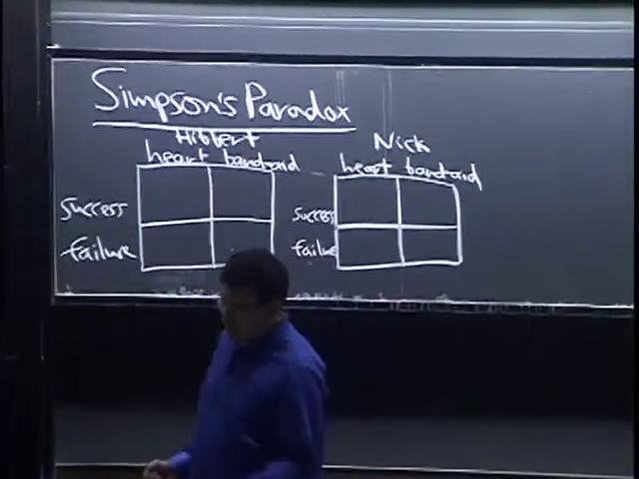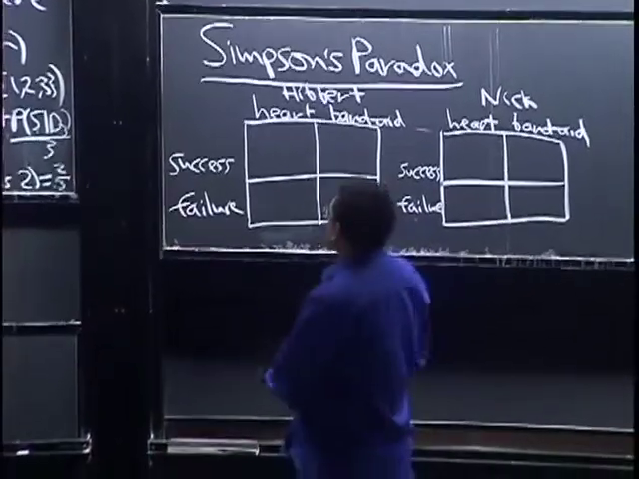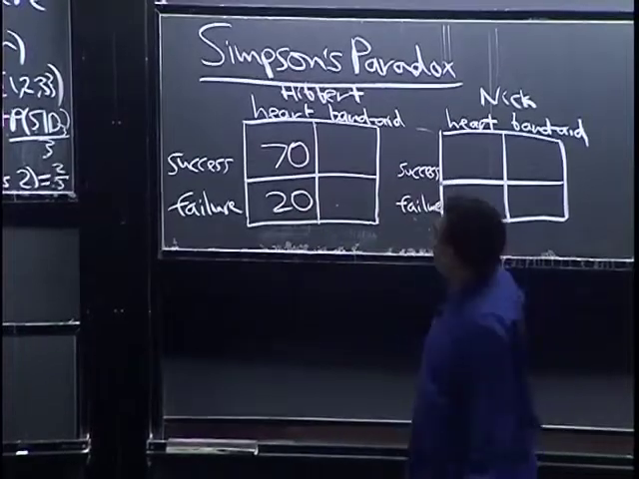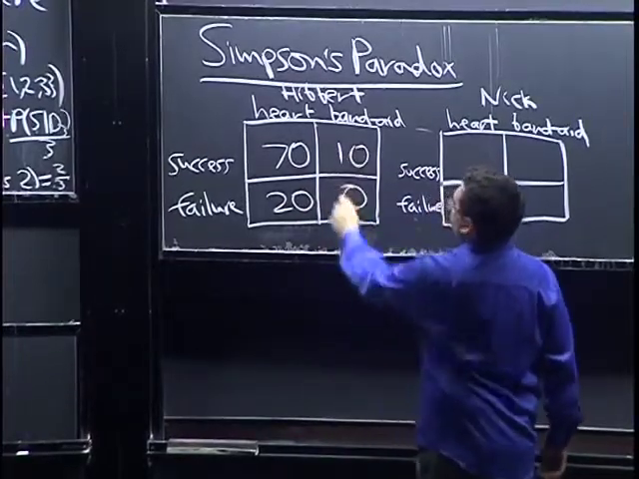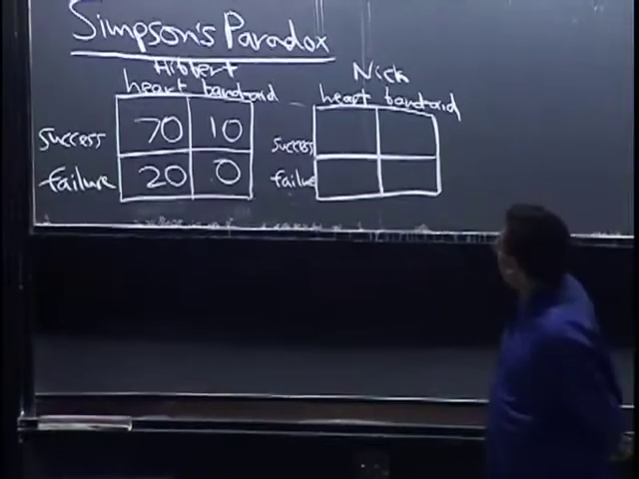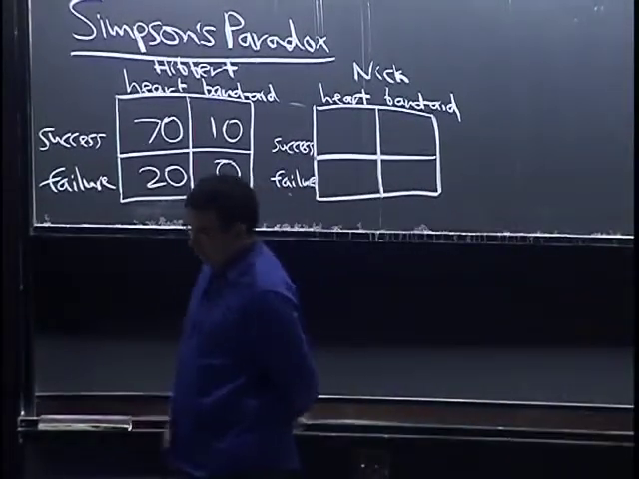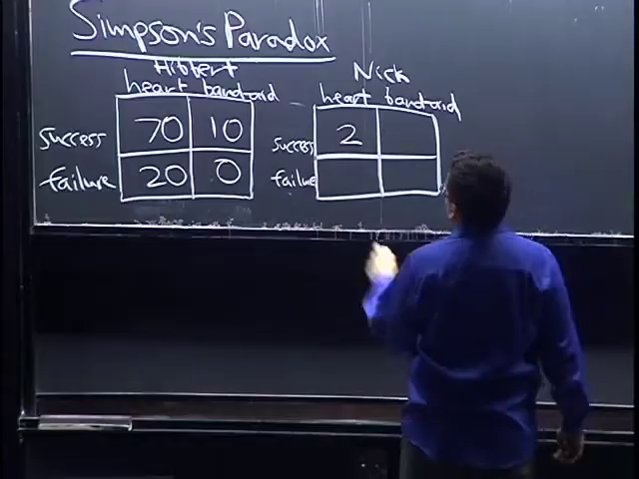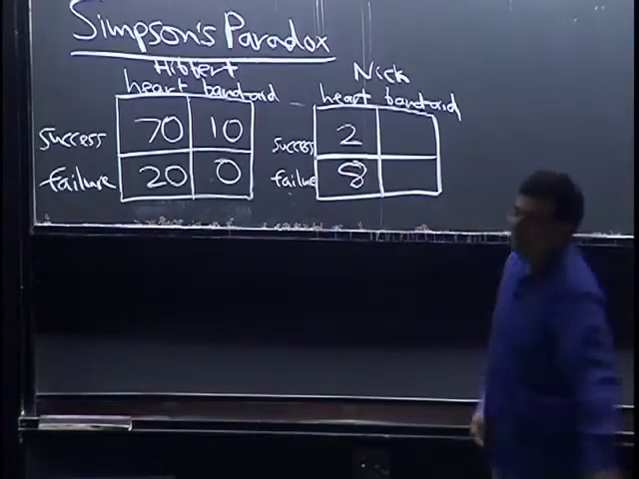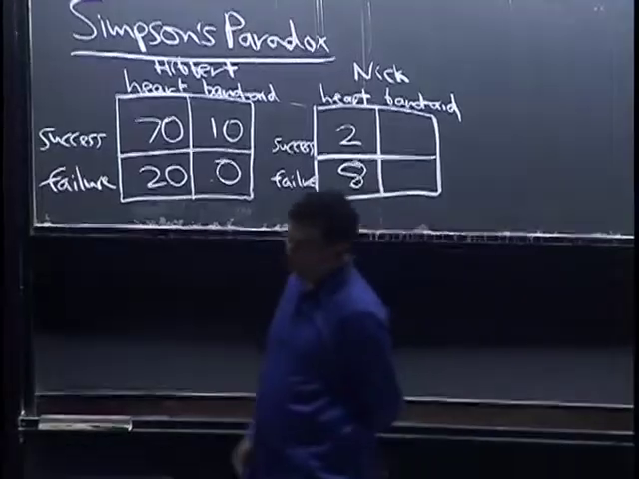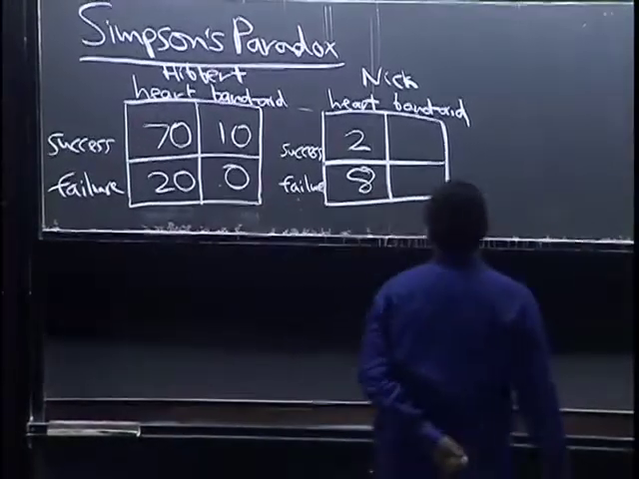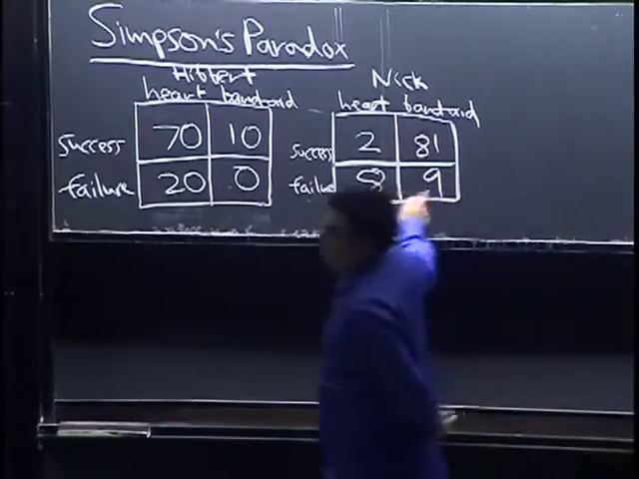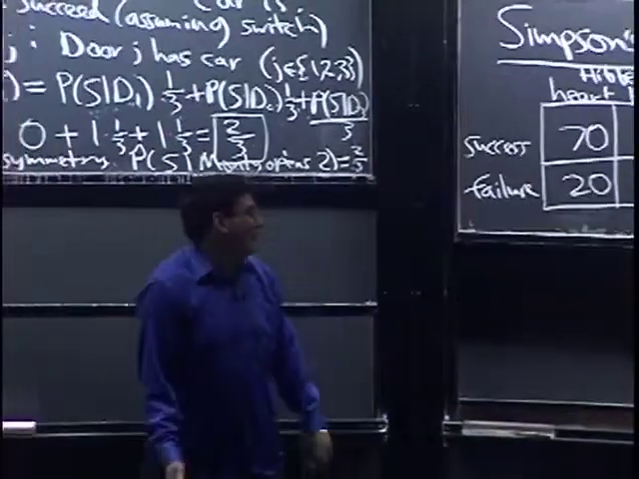So, all right, so I made up some numbers. So suppose that Dr. Hibbert performed 90 heart surgeries and succeeded 70 times, failed 20 times. And suppose that he performed 10 Band-Aid removals and succeeded all 10 times. Now, Dr. Nick performed 10 heart surgeries, succeeded twice, failed 8 times. That's kind of sad. He performed 90 Band-Aid removals. He succeeded 81 times, and he failed 9 times. Somehow he failed 9 times at the Band-Aid removal.